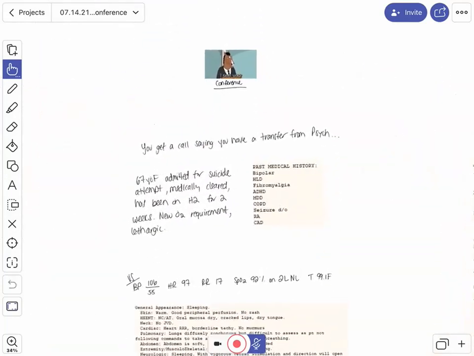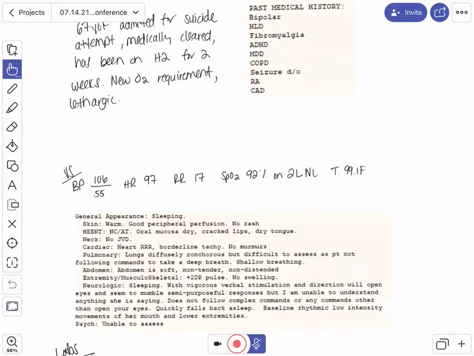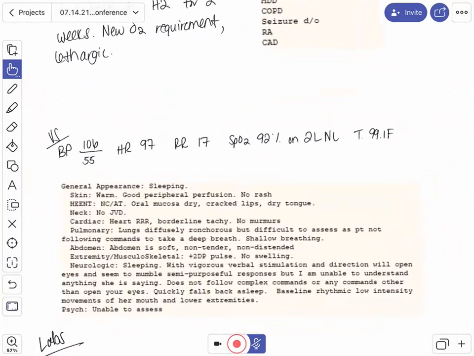Looking at medications, let's scroll down. So you appropriately asked for some vital signs, and we'll give you a physical exam. Blood pressure is 106/55, slightly tachycardic at 97. She's breathing fine. She's now on 2 liters to maintain her oxygen saturation, and her temperature is 99.1 degrees Fahrenheit. For her physical exam, the resident who examined her just noticed she was borderline tachy, dry mucosa.